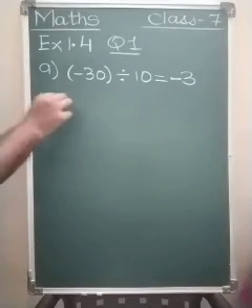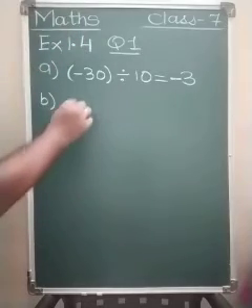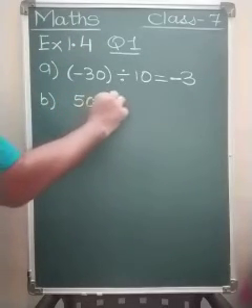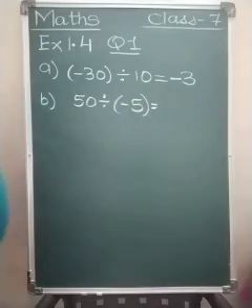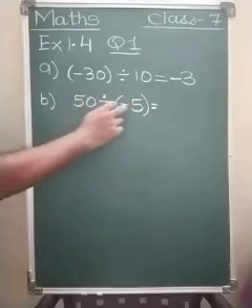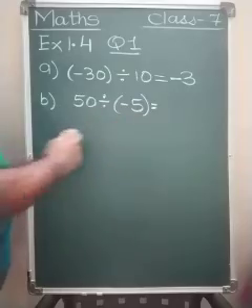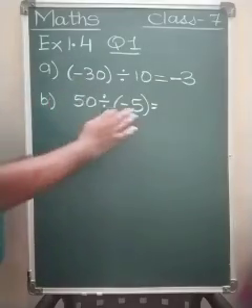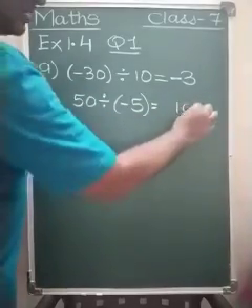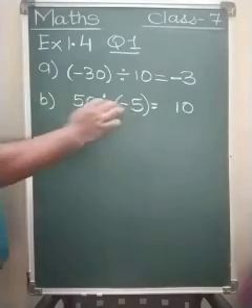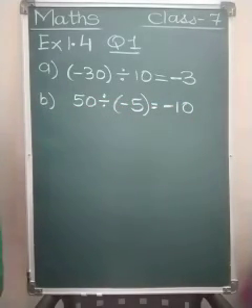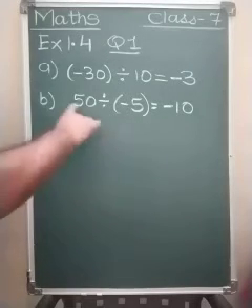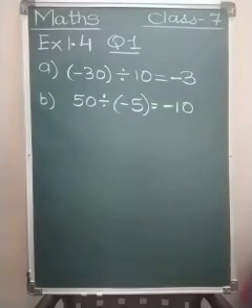B sum, 50 divided by minus 5. Again one is a positive integer, one is a negative integer, so we perform normal division: 50 divided by 5, the answer is 10. One is negative, one is positive, so our answer will get a negative sign. So 50 divided by minus 5, the answer is minus 10.